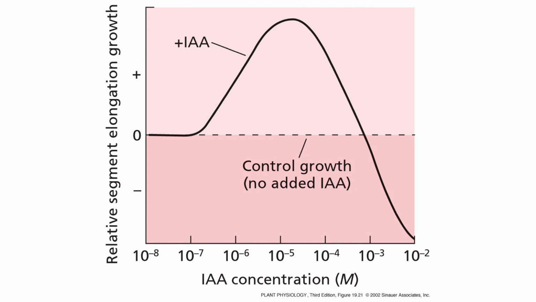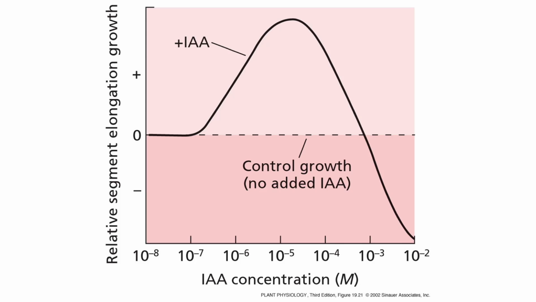In this figure, you can see a typical dose response curve for IAA-induced growth in pea stems or oat coleoptile sections. Elongation growth of excised sections of coleoptiles or young stems is plotted versus the increasing concentrations of exogenous IAA. At higher concentrations above 10 to the minus 5 molar, that's 10 micromolar, IAA becomes less and less effective.